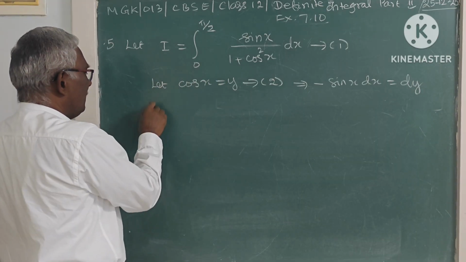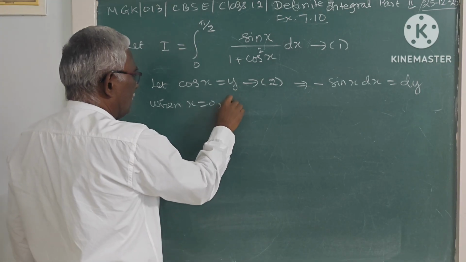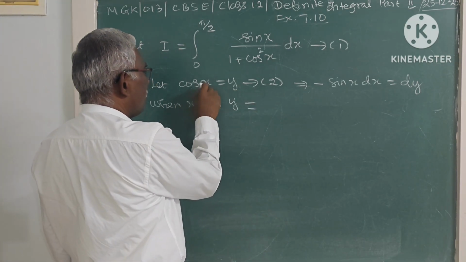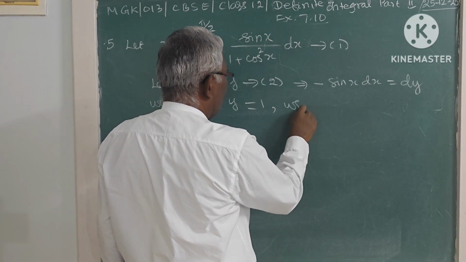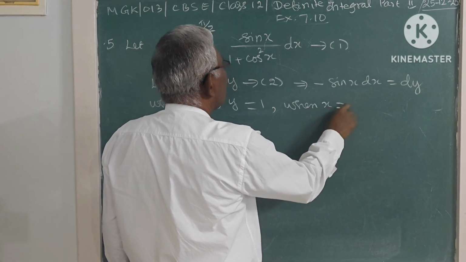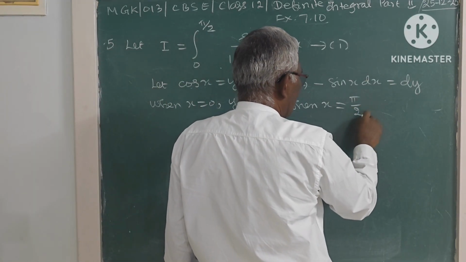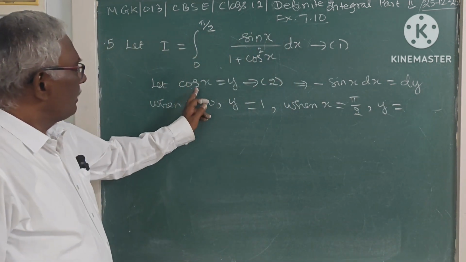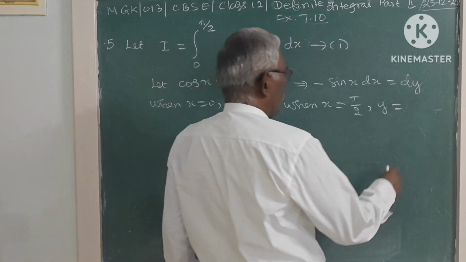When x is 0, what happens to the value of y? x is 0, cos 0 is 1, so y is equal to 1. When x is equal to pi by 2, y is equal to cos pi by 2, which is equal to 0. y is equal to 0.